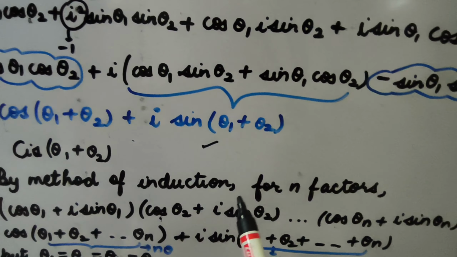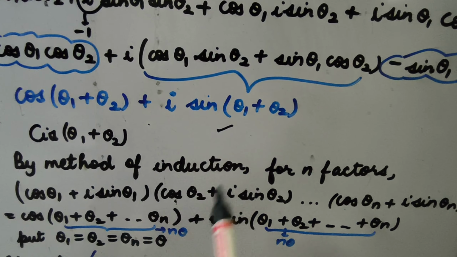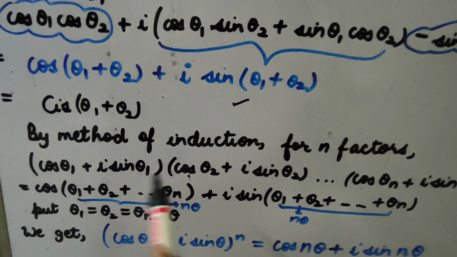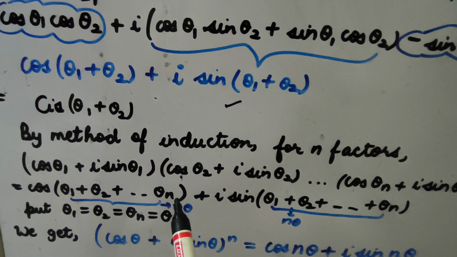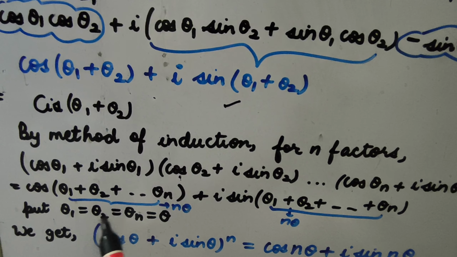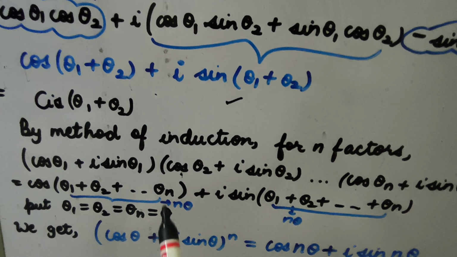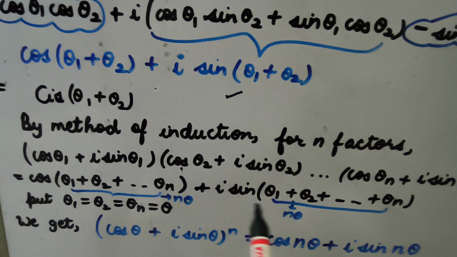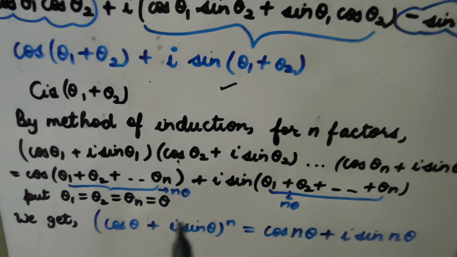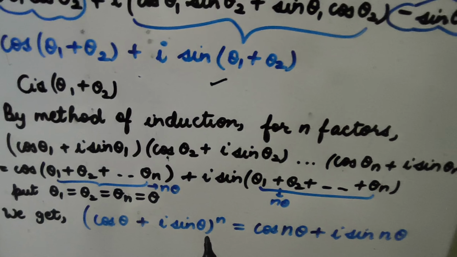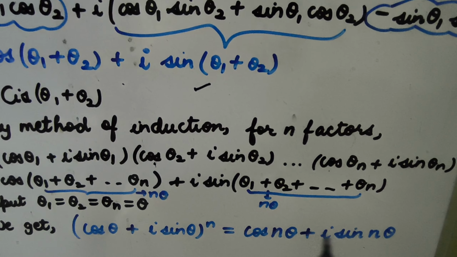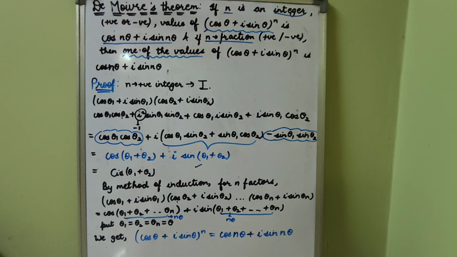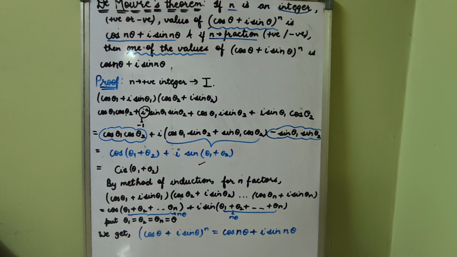Now by the method of induction for n factors, this all gets multiplied till theta n. Now we will sum all the thetas, theta 1 plus theta 2 and so on up to n, and replace theta 1 equal to theta 2 equal to theta n equal to theta. Now theta is added n times, so it will be n theta, and similarly here it also will be n theta. Now we get (cos theta + i sin theta) to the power n is equal to cos n theta + i sin n theta. So hence proved. This is the first case.